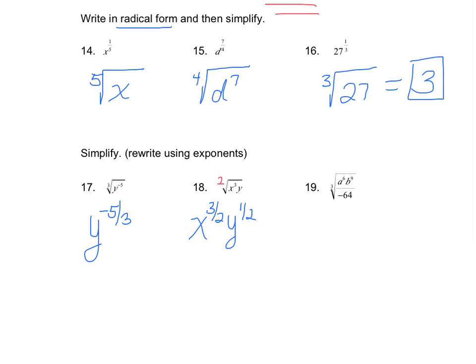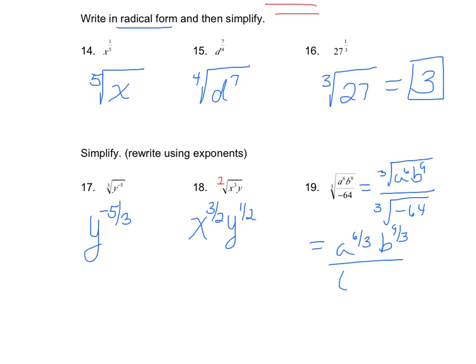All right, 19 is the cube root of a to the 6th, b to the 9th, divided by -64. Well, if you remember in yesterday's lesson, it said that if I am taking the root of a fraction, I can actually give the root to the top and the bottom. So that's what I'm going to do. I'm going to split it. So I'm going to say I have the cube root of a to the 6th, b to the 9th, divided by the cube root of -64. Okay, so I have a to the 6/3 power times b to the 9/3 power over -64 to the 1/3 power.